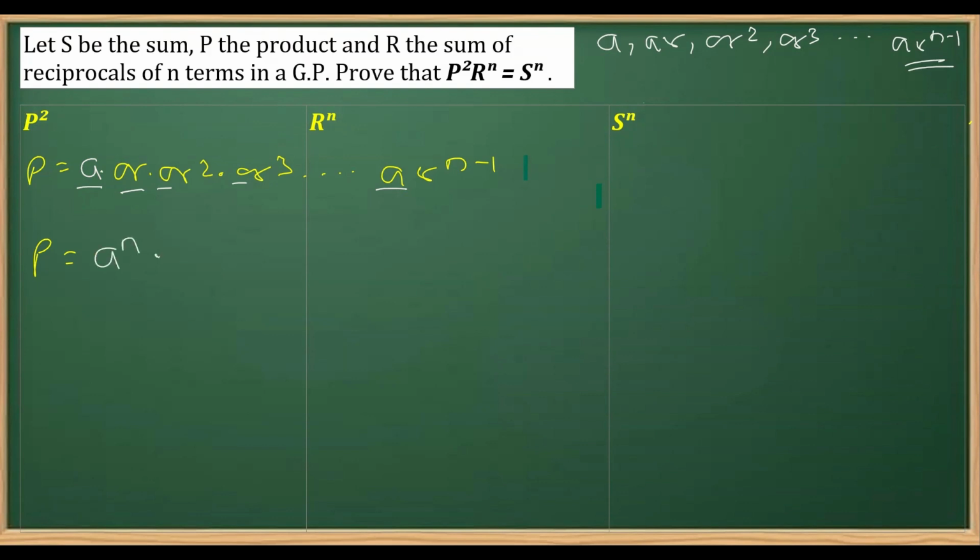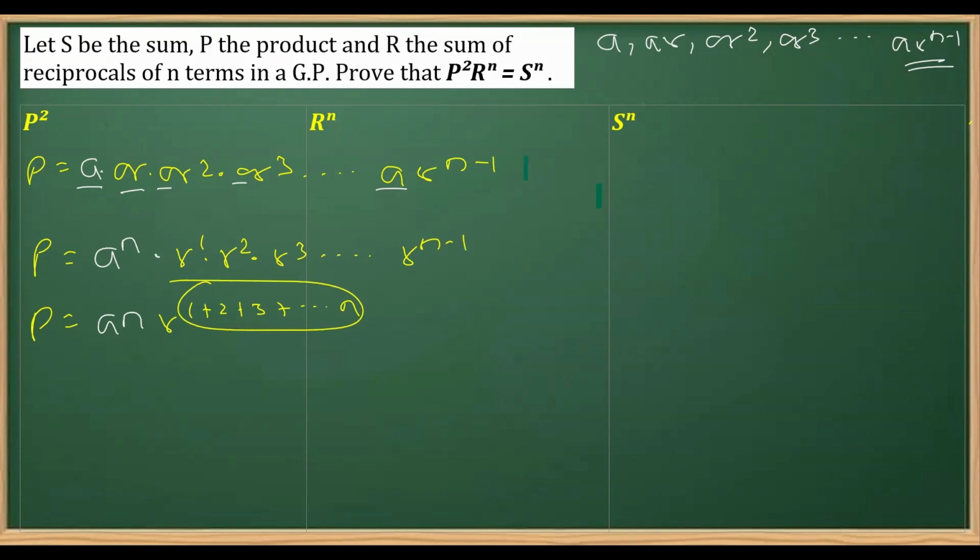And now for the r, you figure out. This is r raised to the power 1 into r raised to the power 2 into r raised to the power 3, and so on, up to r raised to the power n minus 1. When same bases are multiplied, powers are added. By applying the laws of exponents, it is going to be 1 plus 2 plus 3, and so on up to n minus 1. Now this is the sum of first n natural numbers.